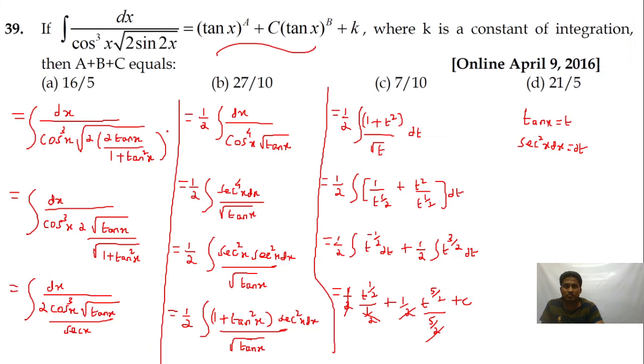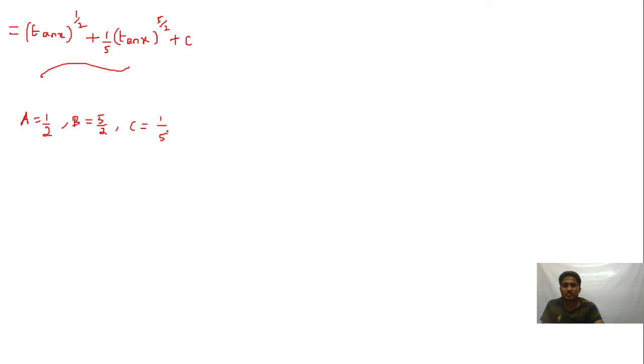Okay, c is equal to 1 upon 5. I'm supposed to find what is a plus b plus c. So a plus b plus c will be equal to 1 by 2 plus 5 by 2, plus 1 by 5.